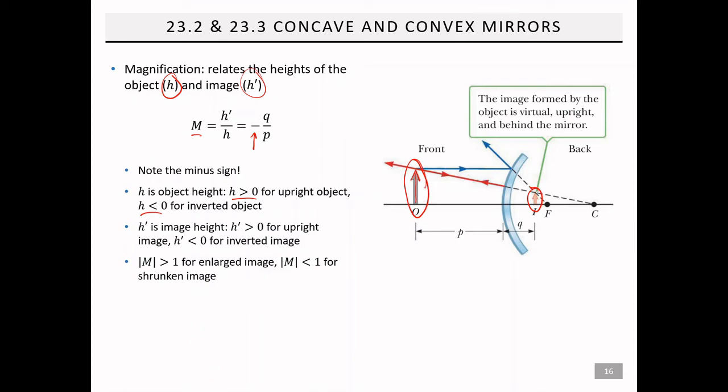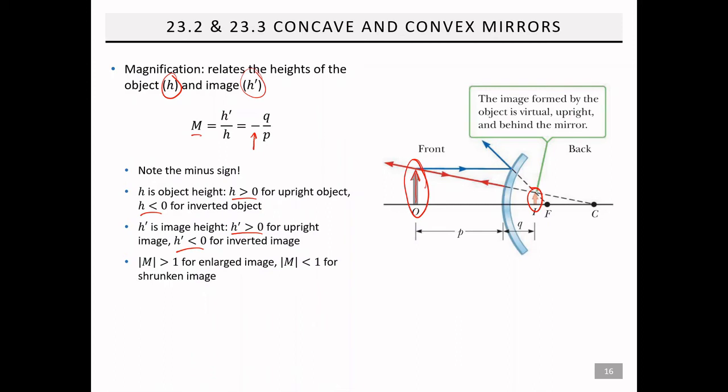For the image height, if the image is above the x-axis, so if it's an upright image, then h prime will be a positive number. If the image is inverted, then h prime will be a negative number. We did actually see one example with an inverted image. The first example of the concave mirror, where the object was to the left of the focal point, had a real inverted image. So h prime for that example would have been negative.